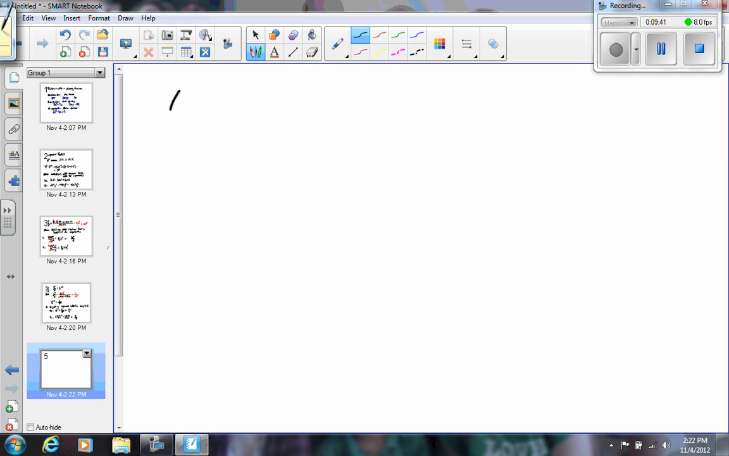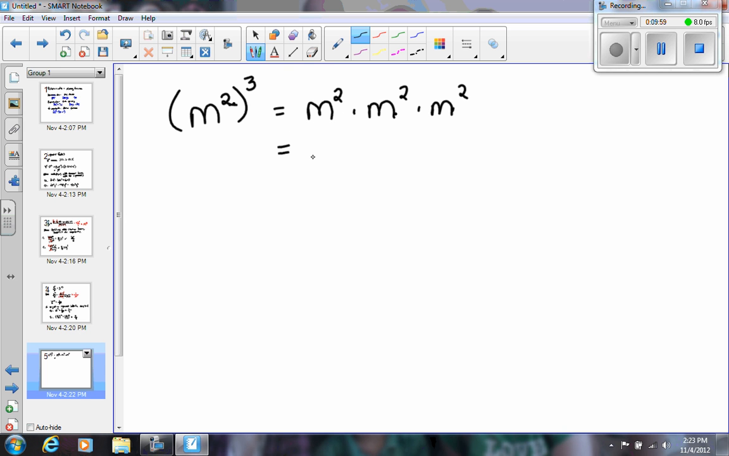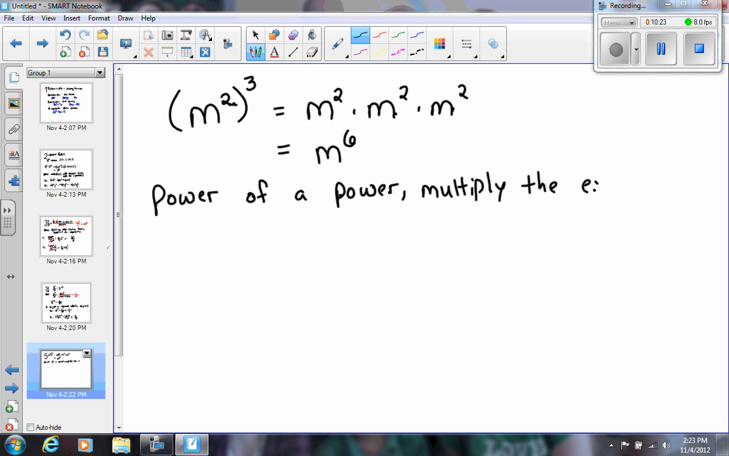All right, what about a problem like m squared raised to the third power? Well, if you think about what that means, that's m squared times m squared times m squared. And we already know that when we multiply, we add the exponents. 2 plus 2 plus 2 is 6, so I get m to the 6th power. So this brings us to another rule. When you have the situation where you have a power, you multiply the exponents.